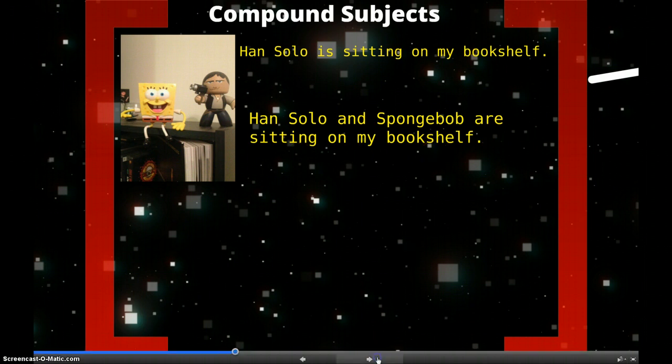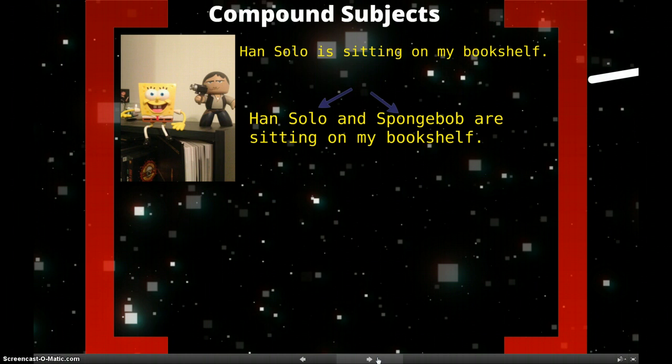Now we get to Han Solo and SpongeBob are sitting on my bookshelf. So here, Han Solo and SpongeBob, because they're joined with that coordinating conjunction and, form a compound subject. When a compound subject is formed using and to join them, it's going to make your subject plural. So you have to use a plural verb. So while Han Solo is sitting, Han Solo and SpongeBob are sitting. So remember that compound subject, you need a plural verb.